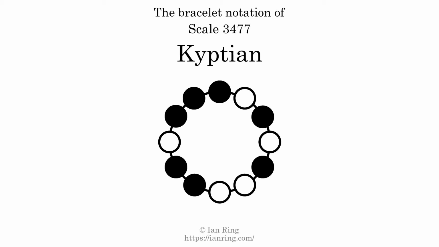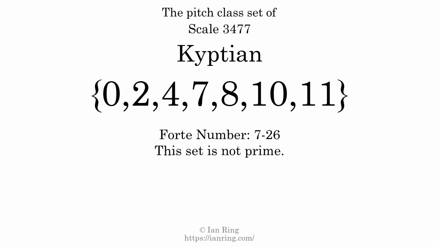This is a bracelet notation diagram of scale 3477. The shaded circles represent tones that appear in the scale, and they are read clockwise, starting at the top. The pitch class set for this scale is 0, 2, 4, 7, 8, 10, 11. The forte class is 726. This set is not prime.